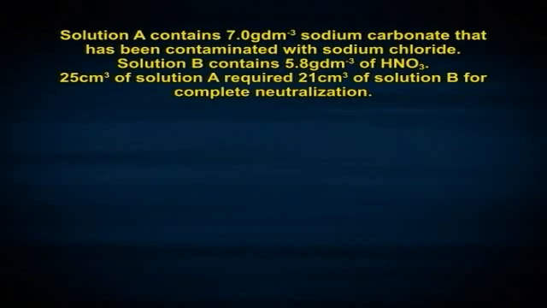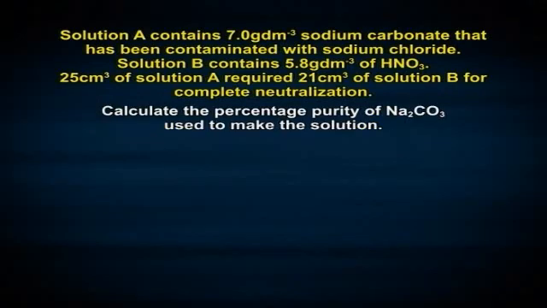...0 grams per dm³ sodium carbonate that has been contaminated with sodium chloride. Solution B contains 5.8 grams per dm³ of nitric acid. 25 cm³ of solution A required 21 cm³ of solution B for complete neutralization. Calculate the percentage purity of the sodium carbonate used to make the solution.